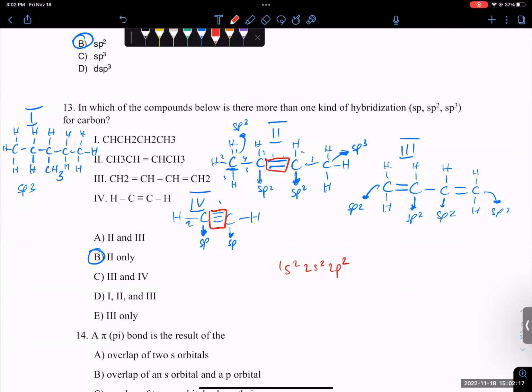In hybridization, the S and the P orbitals actually overlap with each other, so they create sort of an SP hybrid orbital. So instead of just a P orbital and S orbital for carbon, you'll have four SP3 orbitals, with one electron in each of them. And that's how carbon can form four bonds.